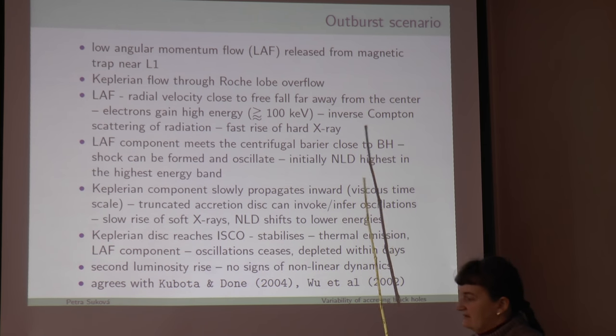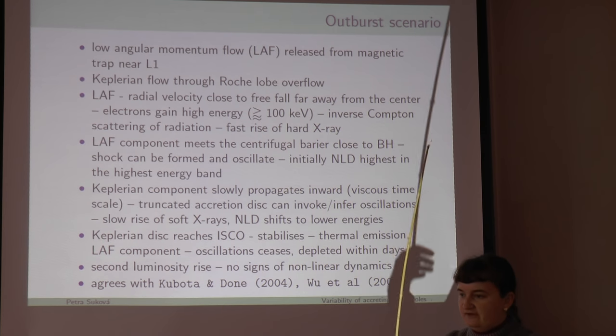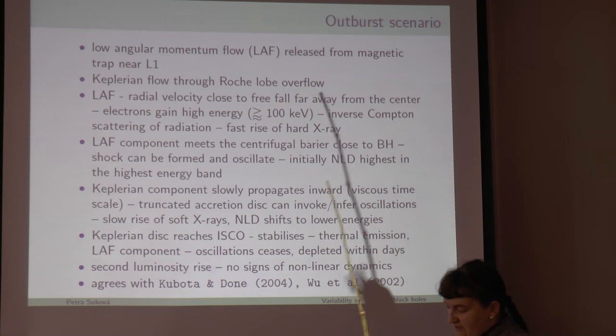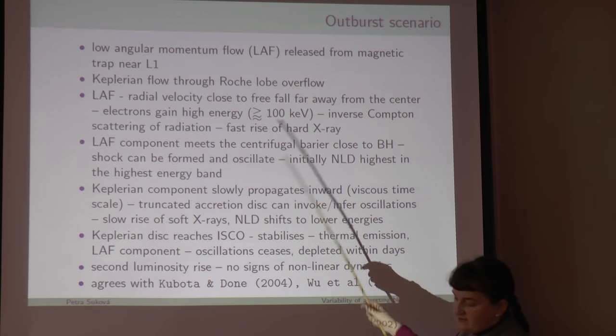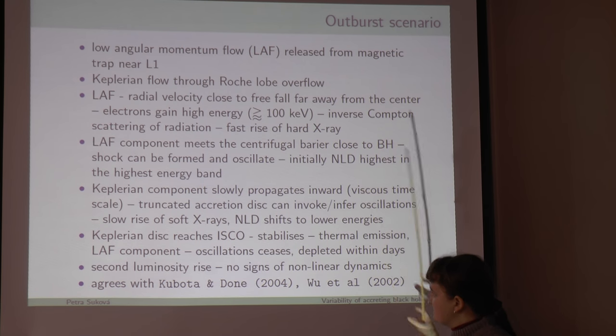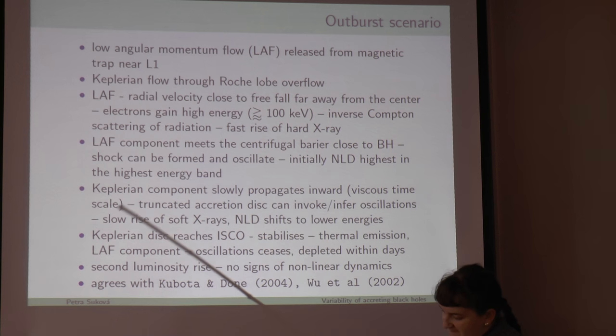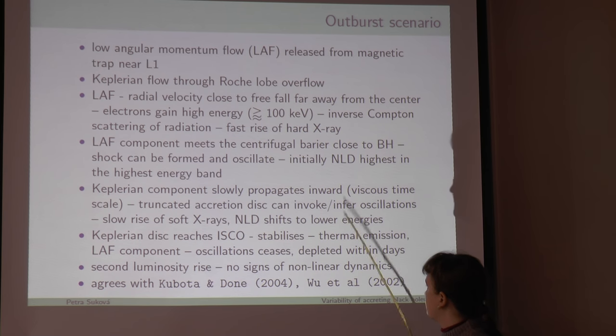And so there is a truncated accretion disk which propagates through the corona inside. And now the disk can either induce the oscillation because it's going down and it's pushing on the corona, or it can also inherit the oscillation from the corona, because if there was a shock and it was oscillating, so there is already some oscillation. And these two components are dynamically and radiatively coupled. And so as the accretion disk comes in, it is much colder than the low angular momentum component, so it shines in a softer band. So the NLD shifts to lower energies.